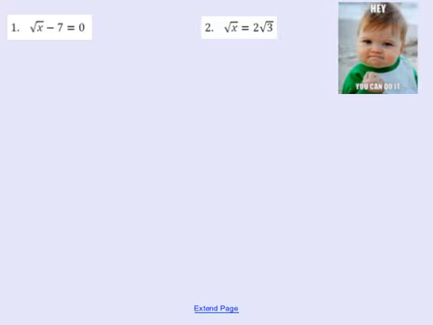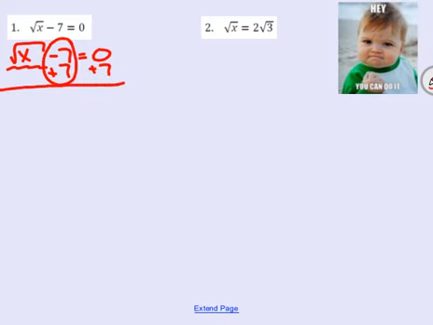So square root of x minus 7 equals 0. Now look at this. The square root of x is not by itself. We have to get rid of the 7, so we add 7. This is still going to be square root x equals 7, at which point the opposite of a square root is a square. So then x is going to equal 49.